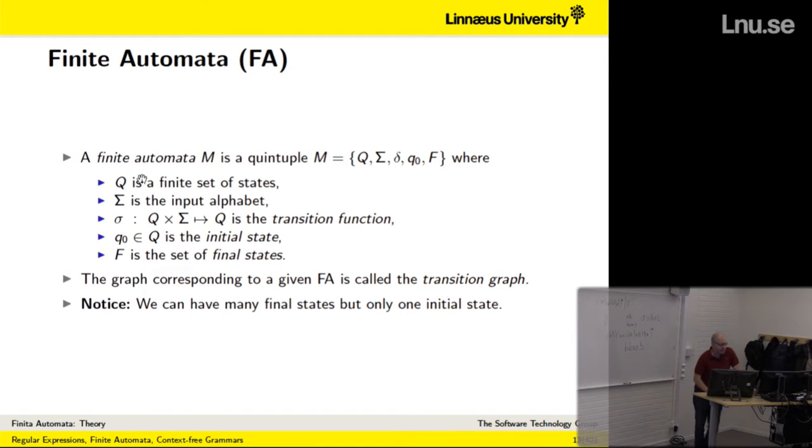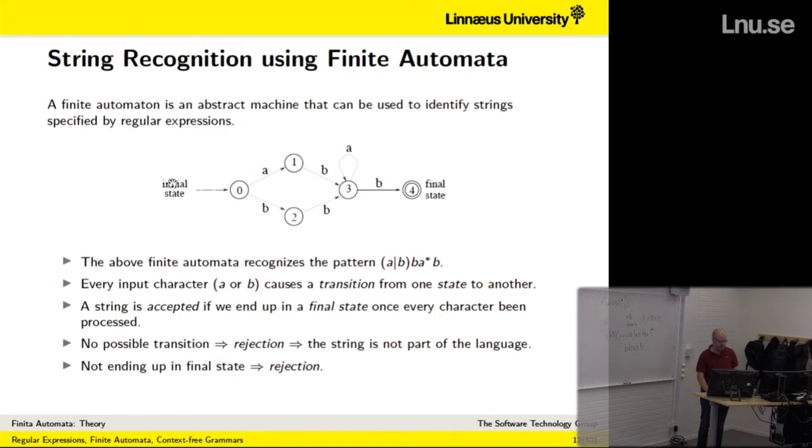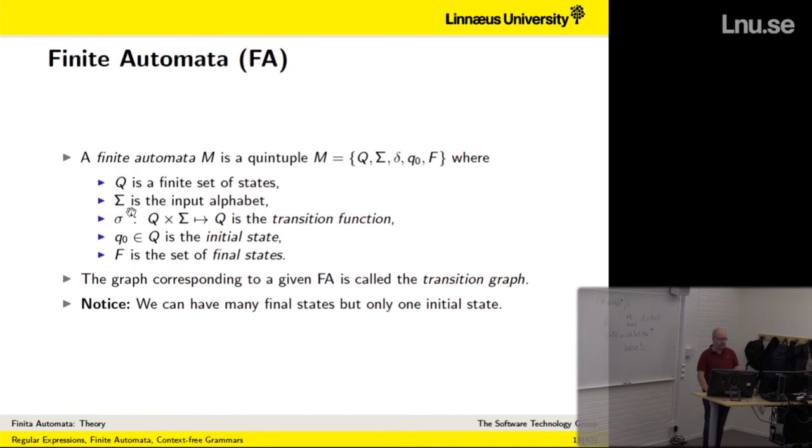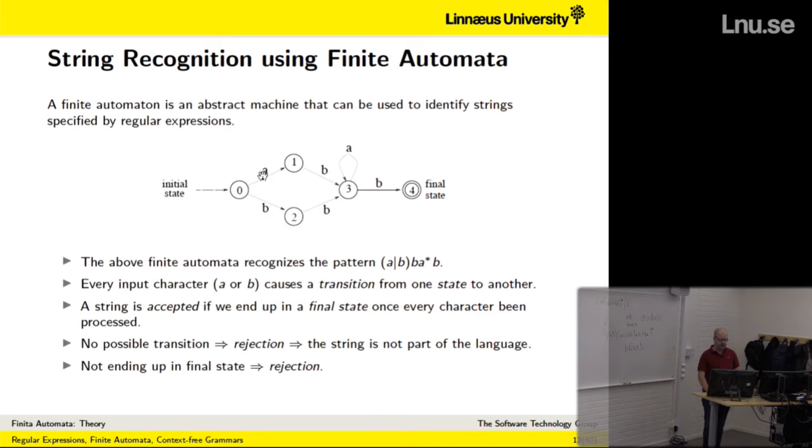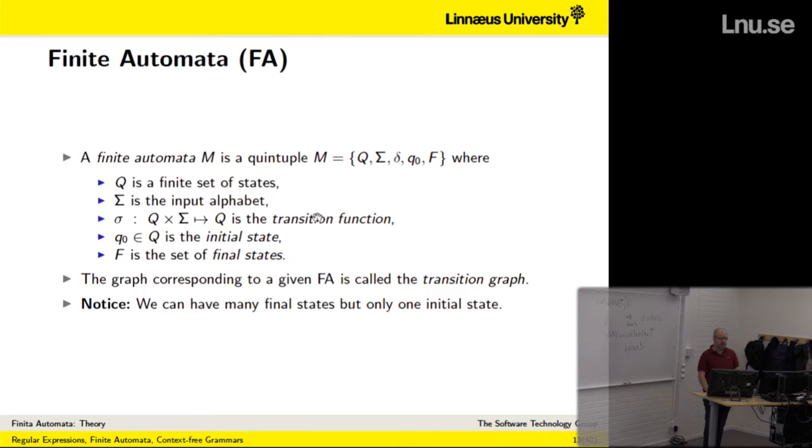To be a bit more formal, to define a finite automata, you need to specify 5 things. You have a finite set of states. In my case, it was 0, 1, 2, 3, and 4. You have the input alphabet. These are the labels available on the edges. We have the transition function. A transition function says that starting in a state, seeing one of the input alphabet, we move to another state. For example, if I'm in state 1 and I see an A, then I should go to state 2.